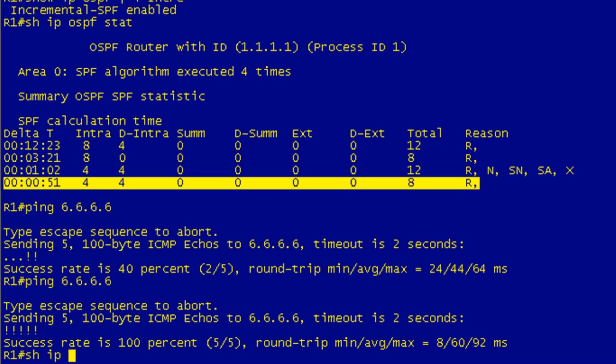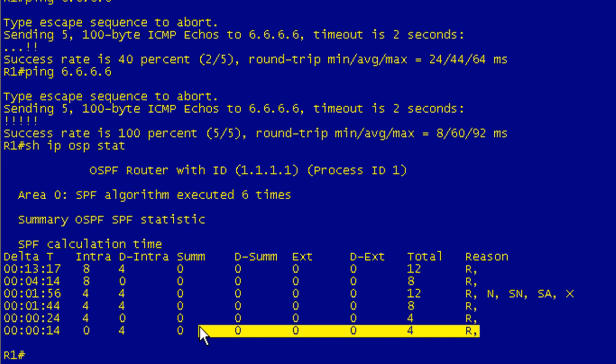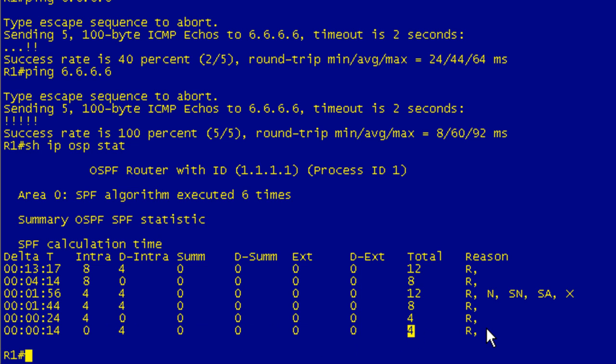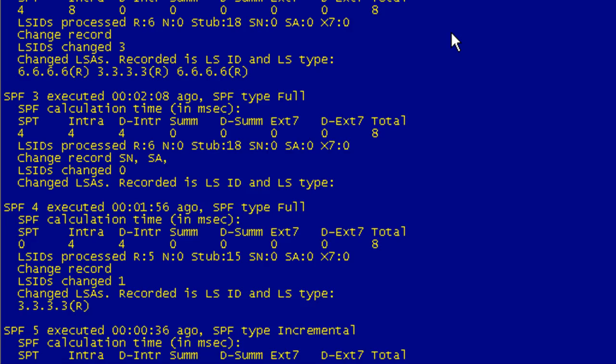So now if we do a show IP OSPF statistics, you can see here's our last change, and that was 14 seconds ago, and it took 4 milliseconds. Wow, that's pretty fast. Let's take a look at the details here. Now we're up to 6. It's been executed 6 times.